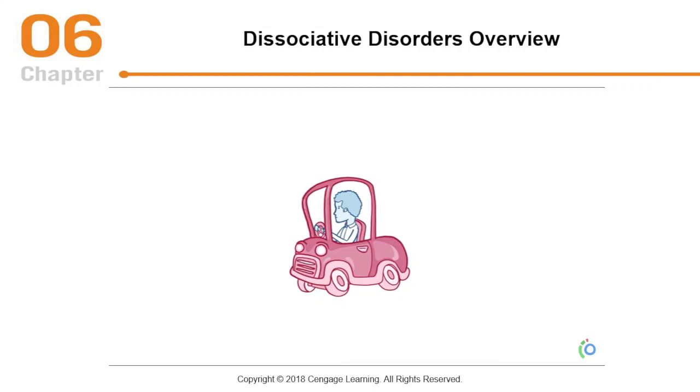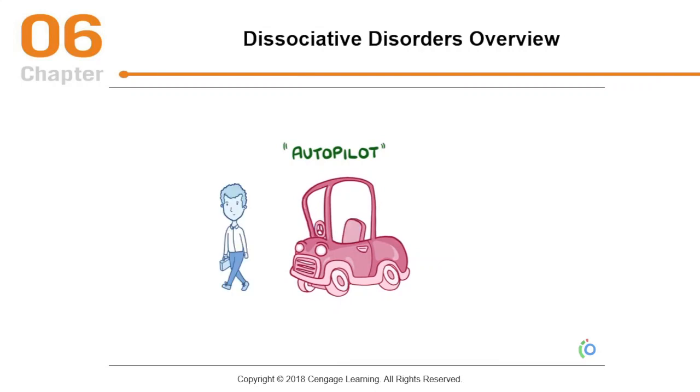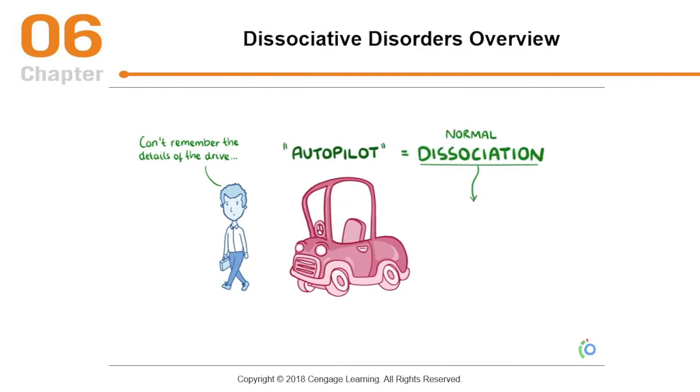Maybe you've had the experience of driving on autopilot. One minute you get in your car, and the next minute you've arrived at your destination, but you can't actually remember the details of the drive. This is an example of normal, everyday dissociation, a term that describes a mental state of disconnection from what's going on around you.